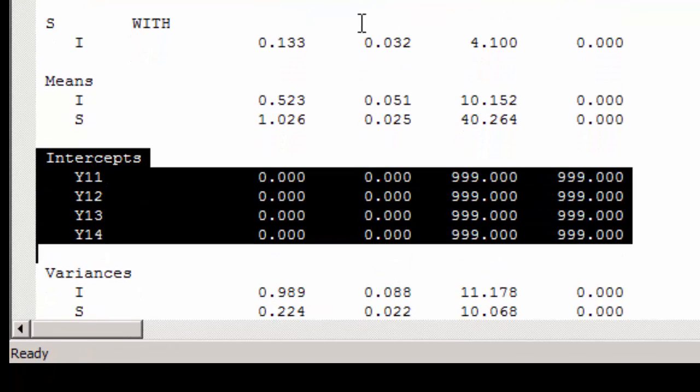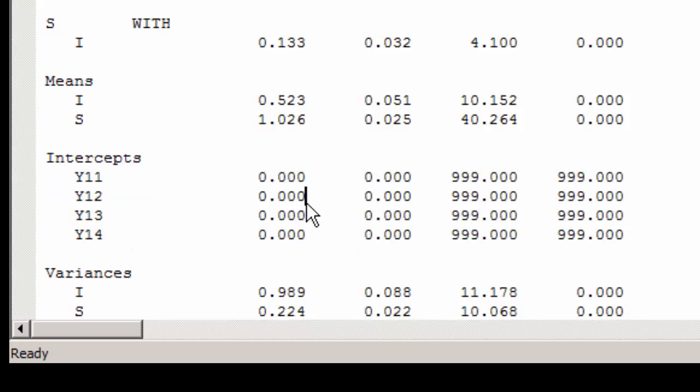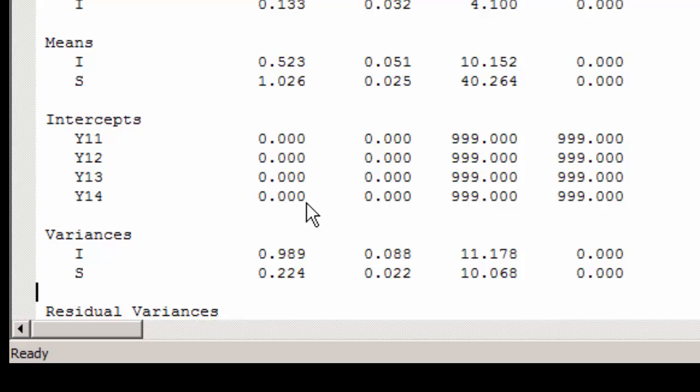Here we have our intercepts for our y's. They are all estimated at 0, but they're not estimated at all. They are fixed, and we know they're fixed because we have our 999s. And I'll explain more of that when we go into our longhand notation.